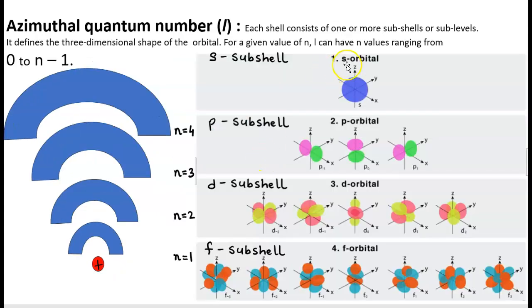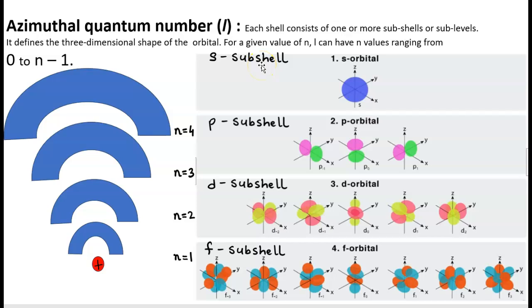So these are the subshells. This is the S subshell. This is the P subshell, which consists of 3 orbitals. This is the D subshell, which consists of 5 orbitals. This is the F subshell, which consists of 7 orbitals. So these subshells are present in these main energy levels. And so the azimuthal quantum number defines the subshell of the electron.